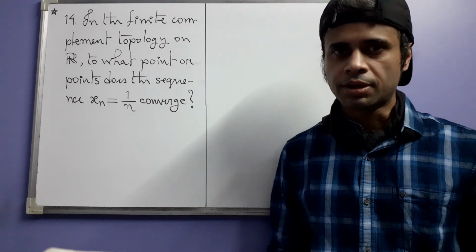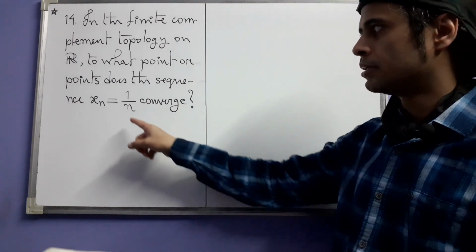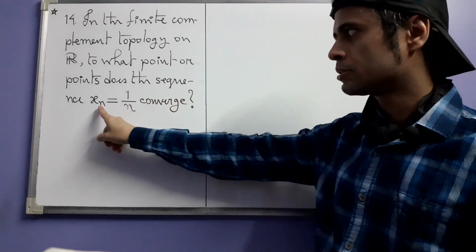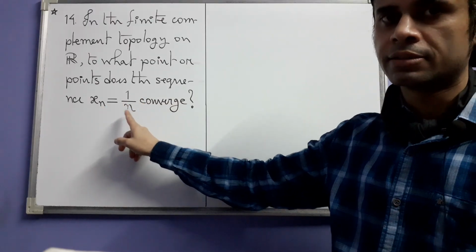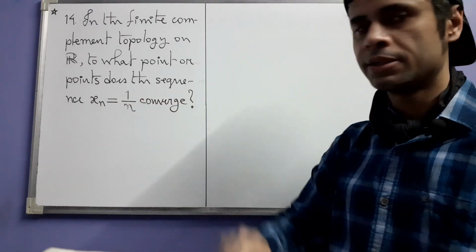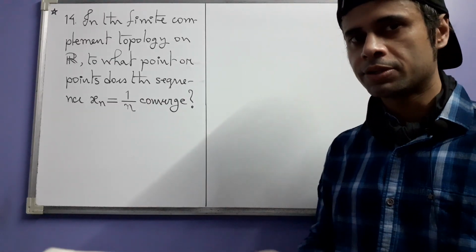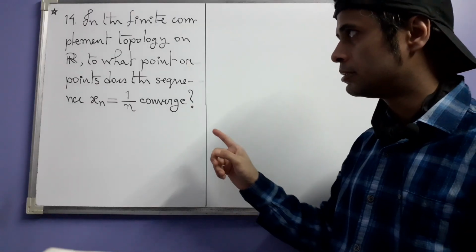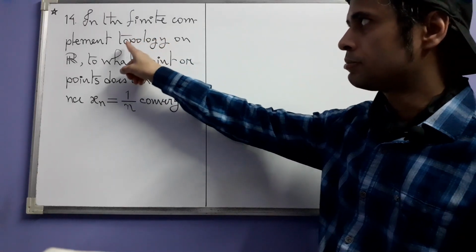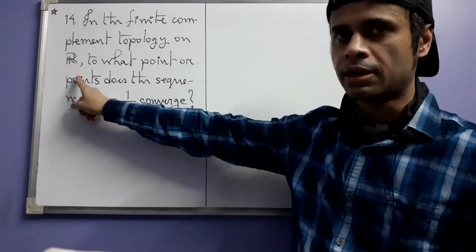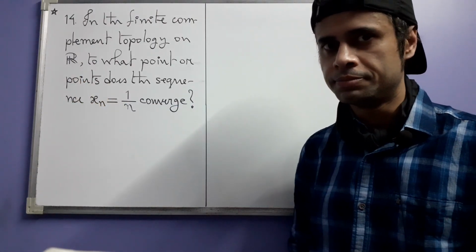Next we have number 14, where we have to say to what point or points this sequence converges, xn, which is 1 divided by n. And here you can understand that n varies over all the positive integers, provided we are using the finite complement topology on R, not the standard topology.